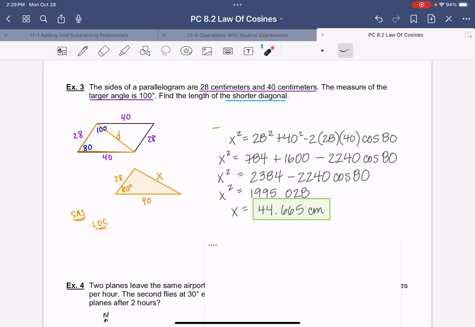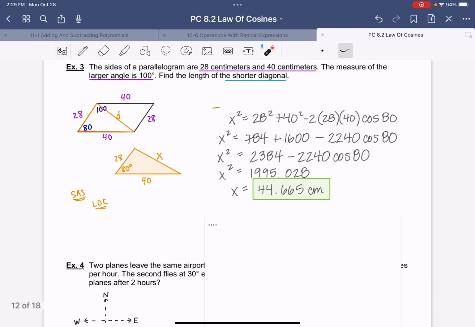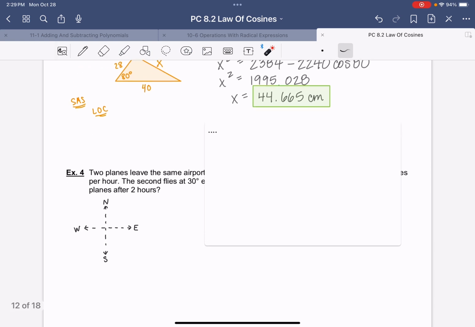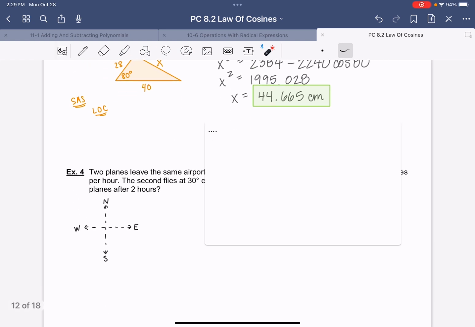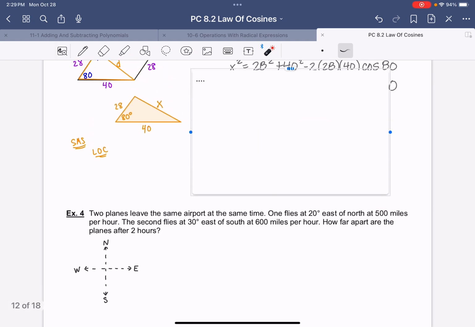All right, so it comes down to just drawing a real accurate diagram and figuring out if we're using law of cosines, and whether that's an SAS or SSS situation. All right, so we've got a second example, a little more interesting.